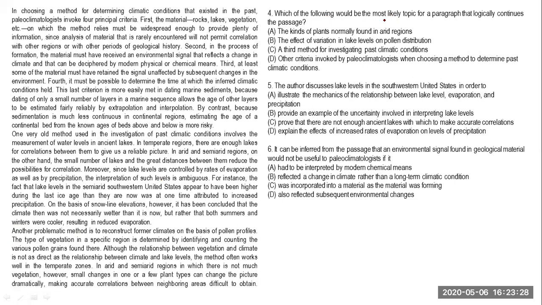Which of the following would be most likely the topic of a paragraph that logically continues the passage? So let's see what should continue the passage. As we saw, the second paragraph talked about method 1 and its problems, its limitations. And paragraph 3 talked about method 2 and its problems. So what should continue? Most likely, a third method for investigating past climatic conditions. That should be a logical continuation to this passage. All others are irrelevant.